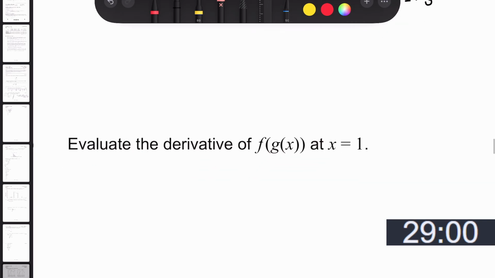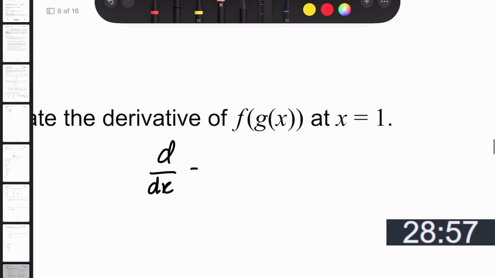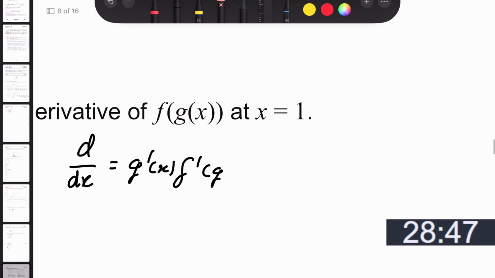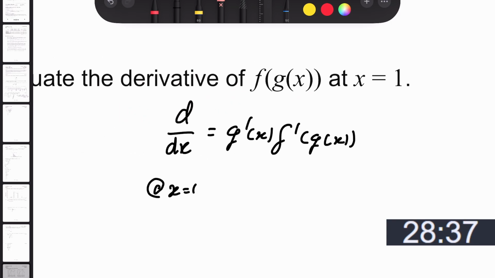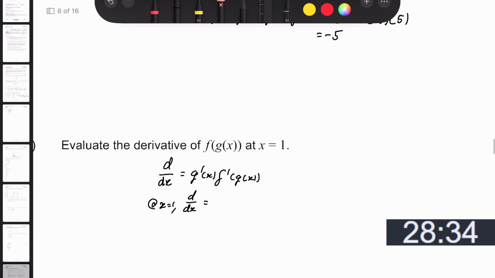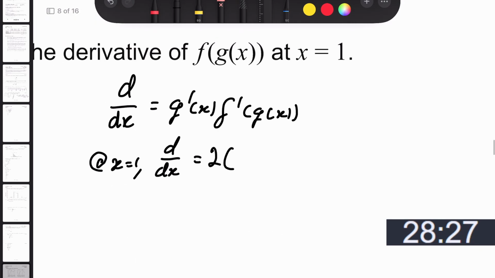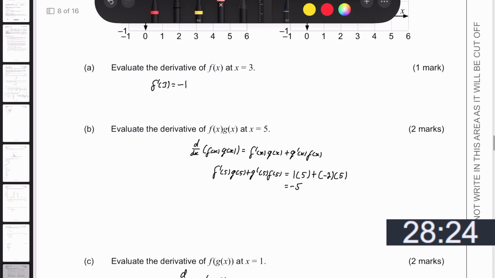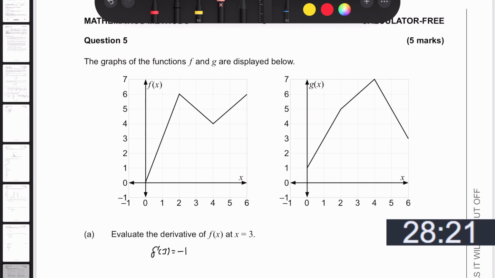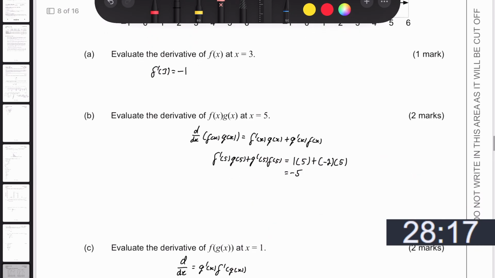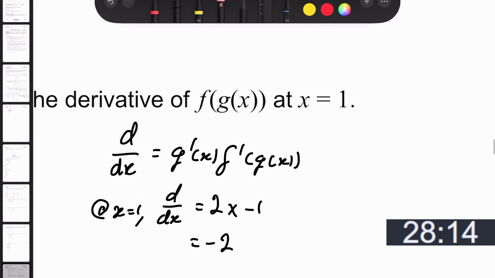Evaluate the derivative of that at x equals 1. So d dx is going to be equal to the derivative of the inside function times the derivative of the outside of that, g of x. So then at x equals 1, d dx is going to be equal to the derivative of g of x at 1, which is +2, times the derivative of f at g of 1. G of 1 is 3. So the derivative of f of x at 3 is -1. So it's going to be -2.